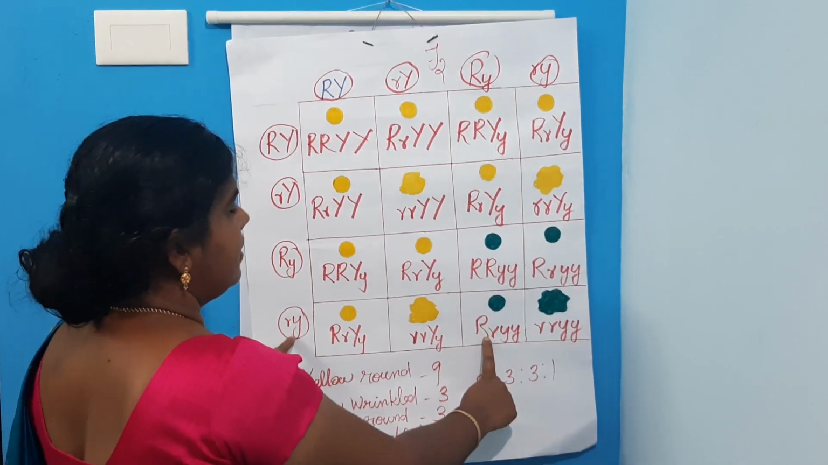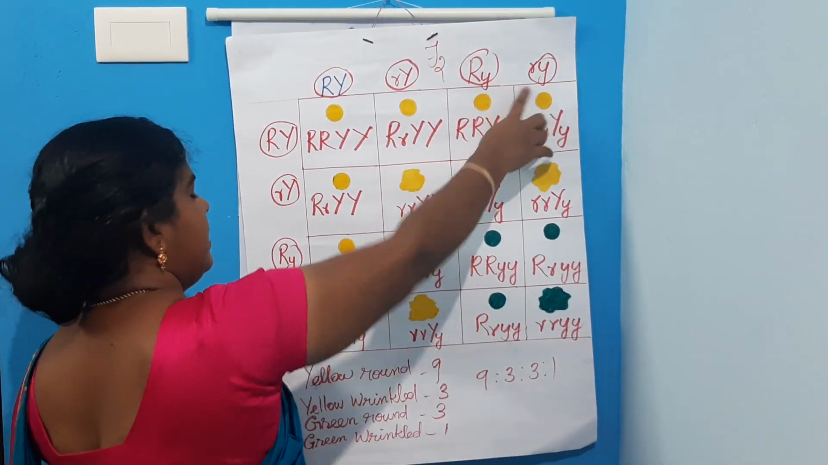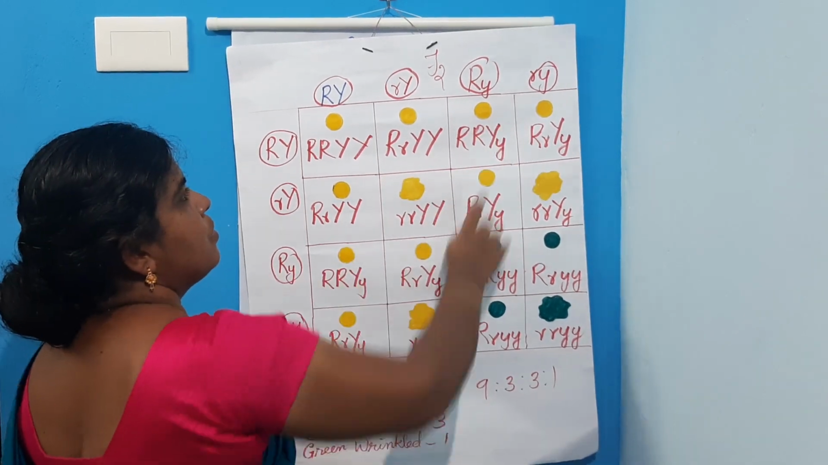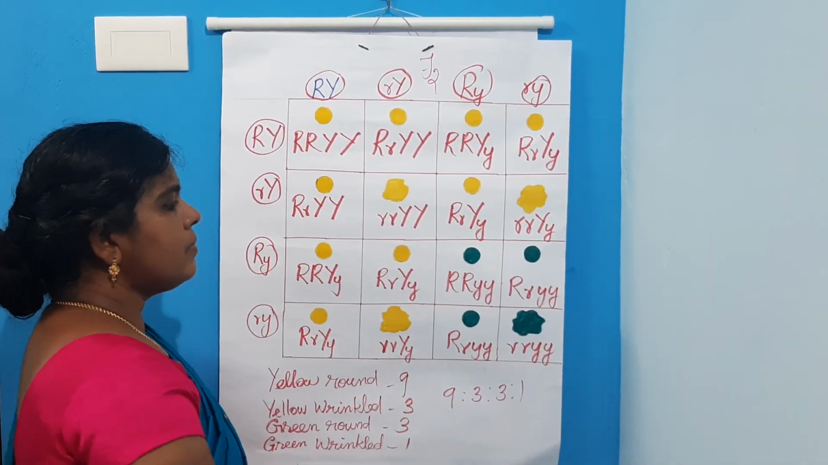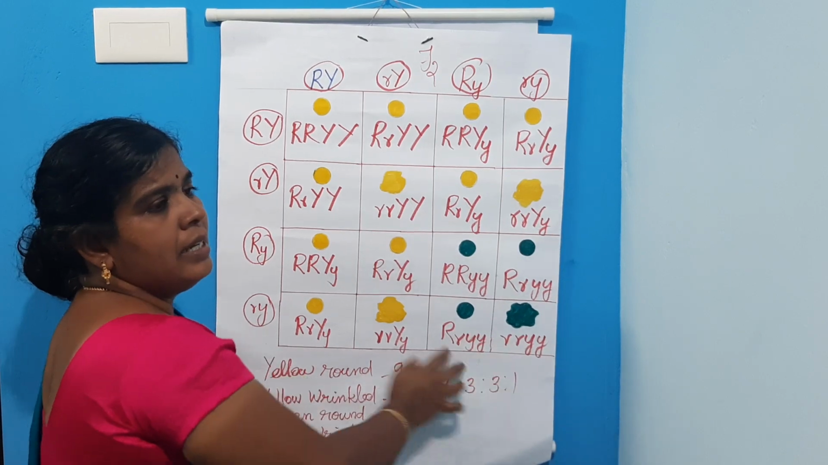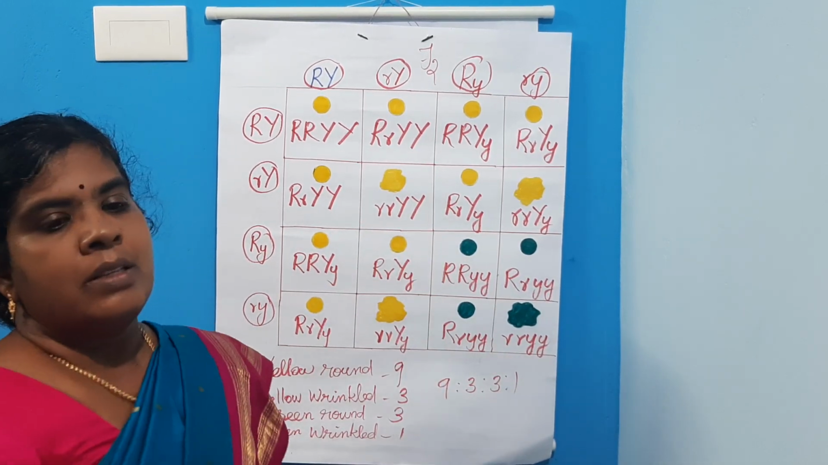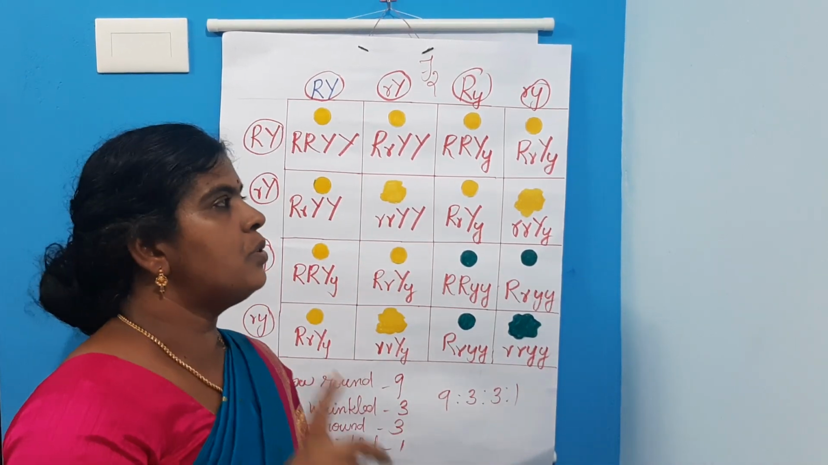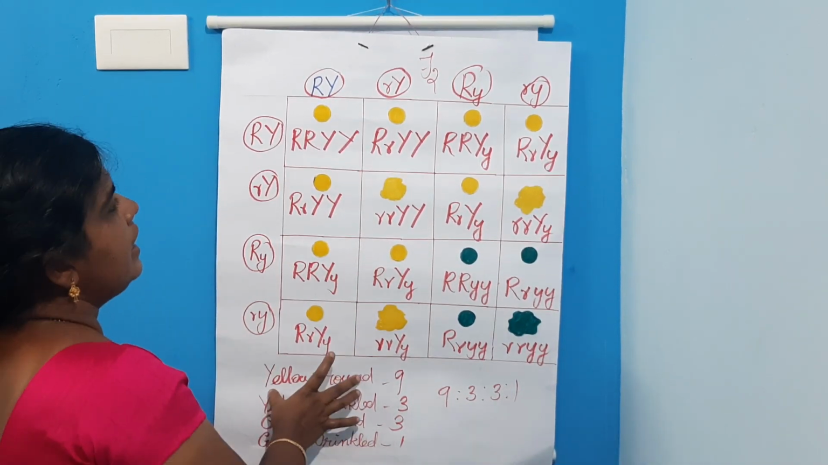Write down here the last hybrid, this one, small r, small y, small y. So you have to write down the hybrids here. From this, the phenotypic ratio of seeds in the F2 generation is 9:3:3:1. This is a yellow round.